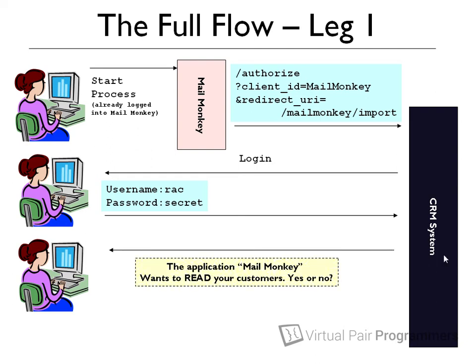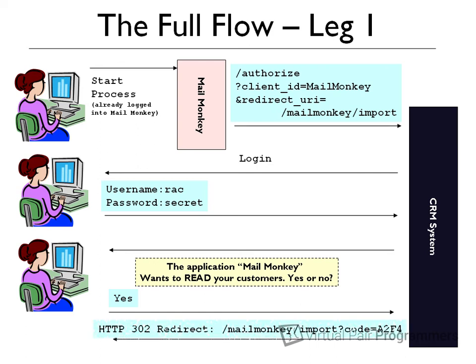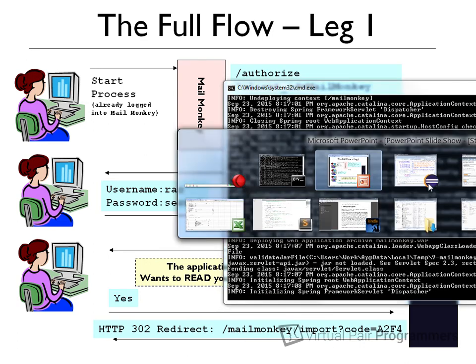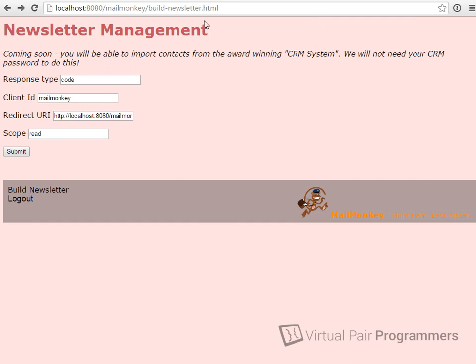a page sent back to the user saying the application MailMonkey wants to read your customers, yes or no. So that's the next step that we're going to need to implement. That sounds like quite hard work. And the final steps in leg one is the user will say yes or no. And if they say yes, we want the redirect to be sent back so that we continue leg two on the MailMonkey site. Now that we've deployed, let's see what happens if we run the process again.